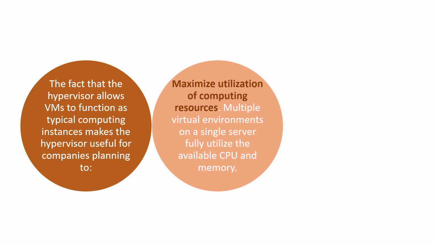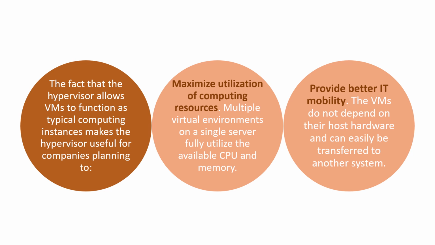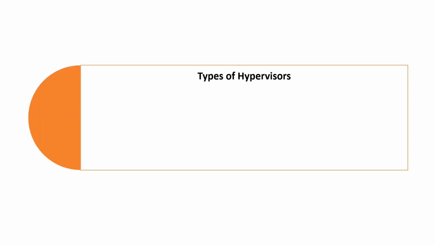It runs multiple virtual environments on a single server, fully utilizing the available CPU and memory, and provides better IT mobility. That is, the virtual machines do not depend on their host hardware and can easily be transferred to another system. So these are the uses of a hypervisor in companies.